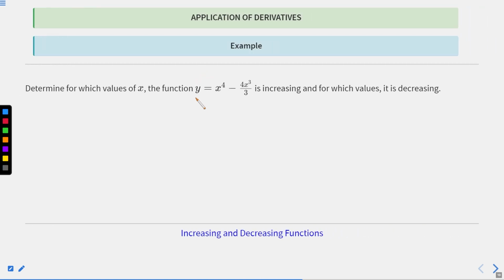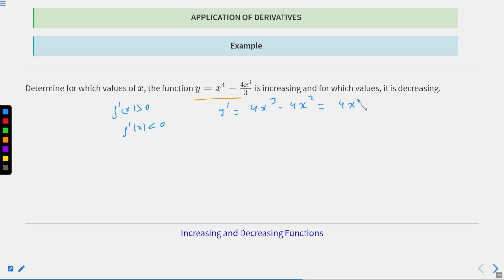Now you have to show where it is increasing and for which values it is decreasing. So for increasing, I have to take f dash x greater than 0, and for decreasing, f dash x less than 0. So find y prime. Y prime will be 4x cube minus 4x square.